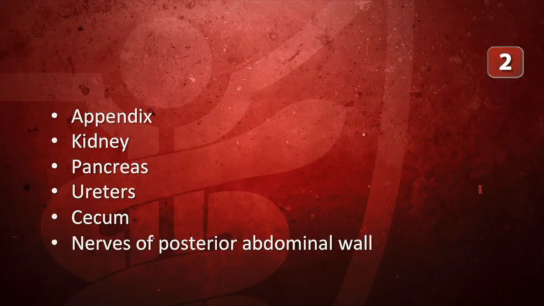Next, a positive right psoas sign could indicate pathology in which areas? So we talked about the one you want to know, the appendix. But you should also be aware that a positive psoas sign could indicate pathology of the kidney, the pancreas, the ureters, the cecum, or the nerves of the posterior abdominal wall.